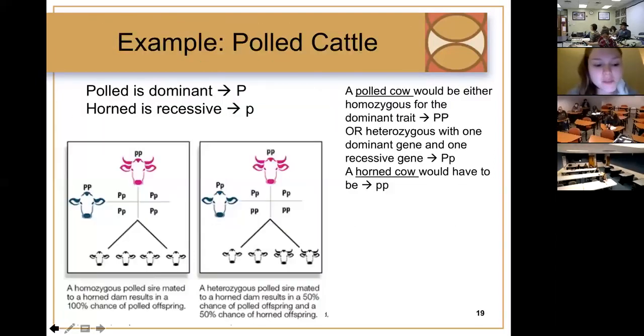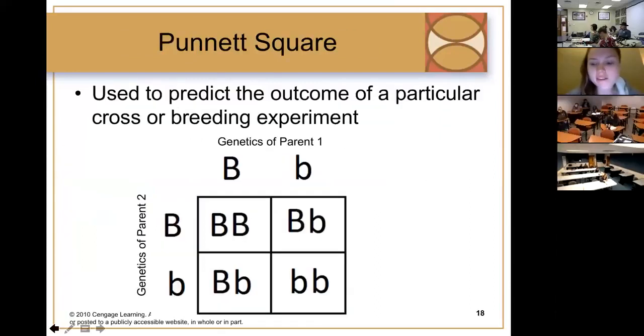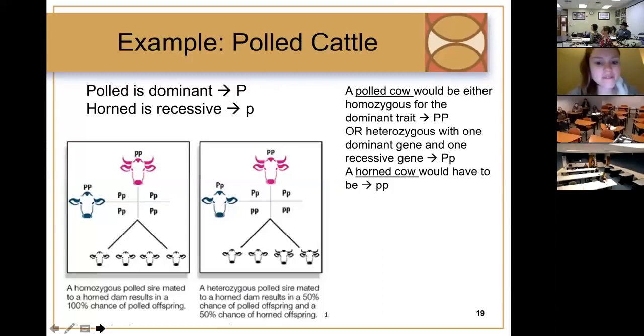So everybody feels pretty good about the Punnett square? Yes. I don't understand how it works. Okay.